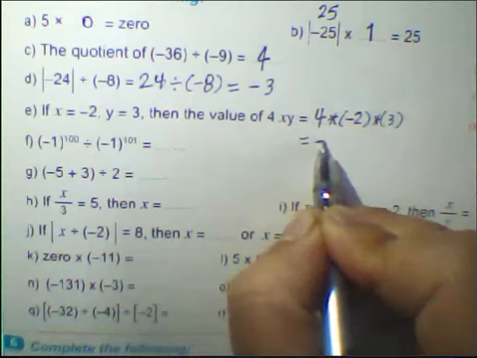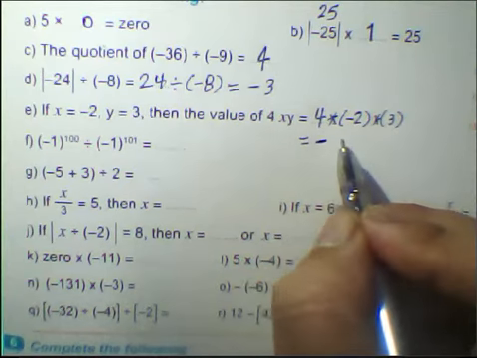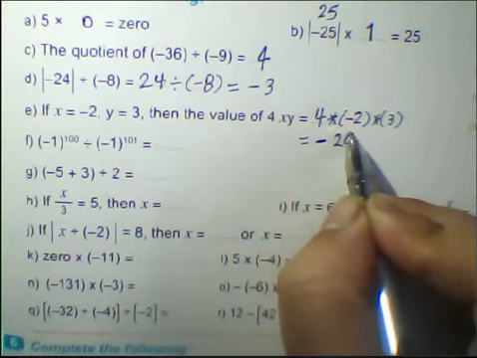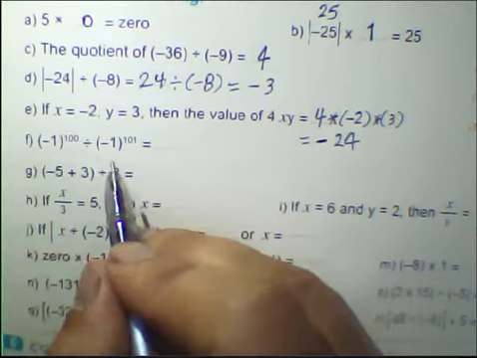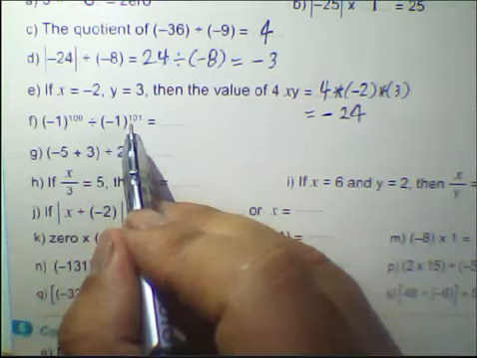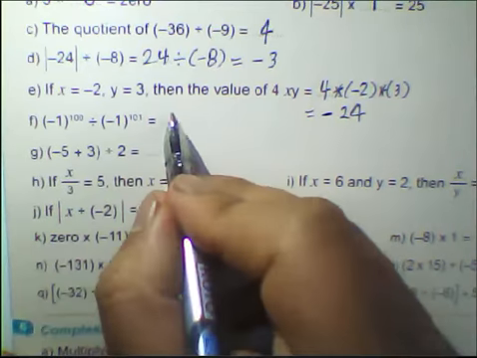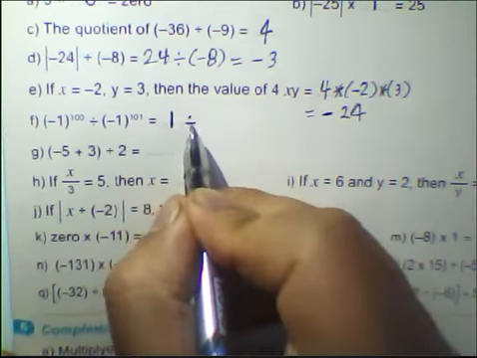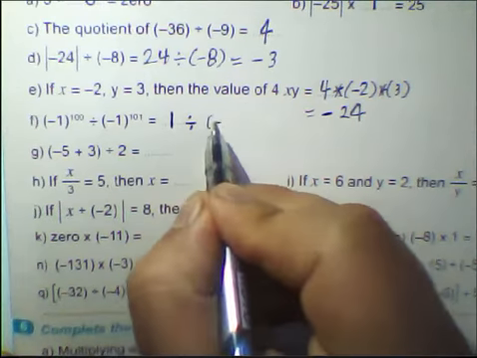The result will be negative. 2 times 4 equals 8. 8 times 3 equals 24. Negative 1 to the power 100 divided by negative 1 to the power 101. Negative 1 to the power 100 equals 1, divided by negative 1 to the power 101 equals negative 1.